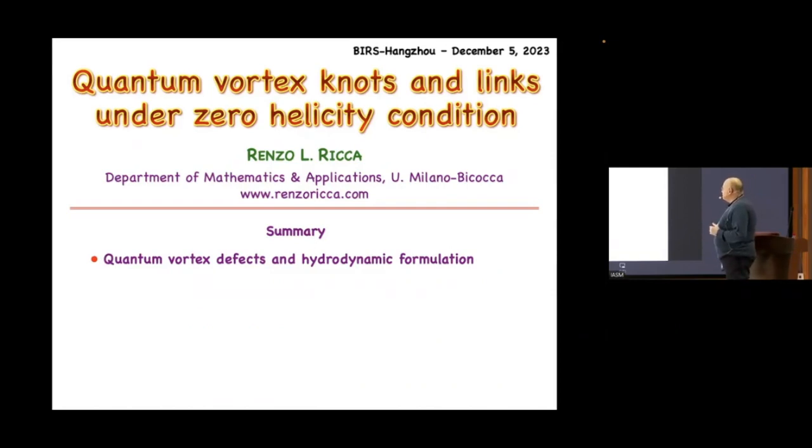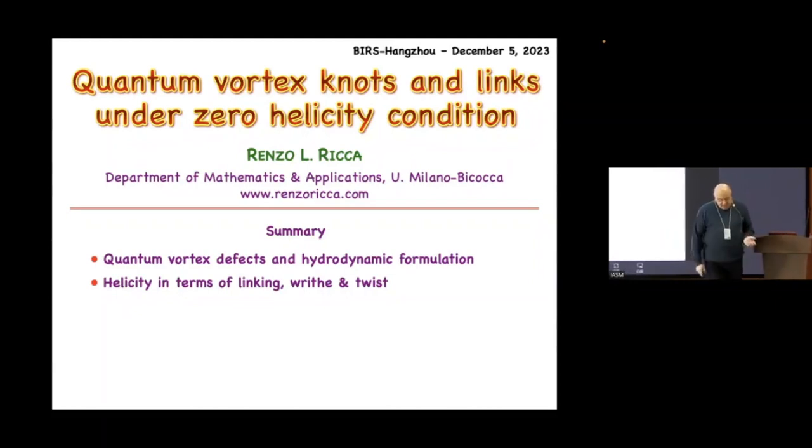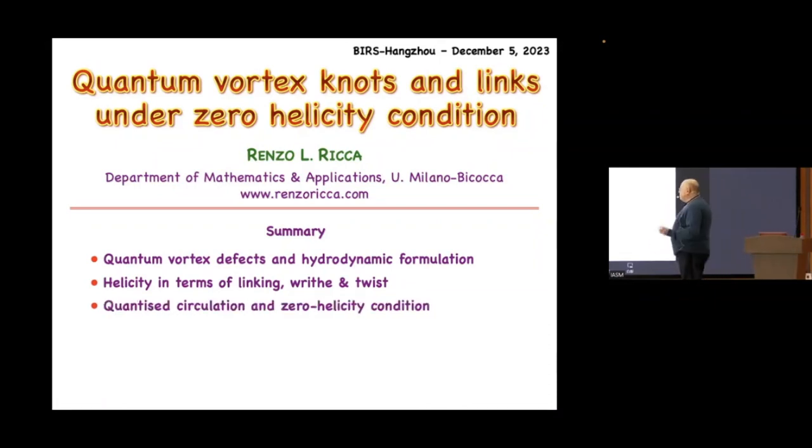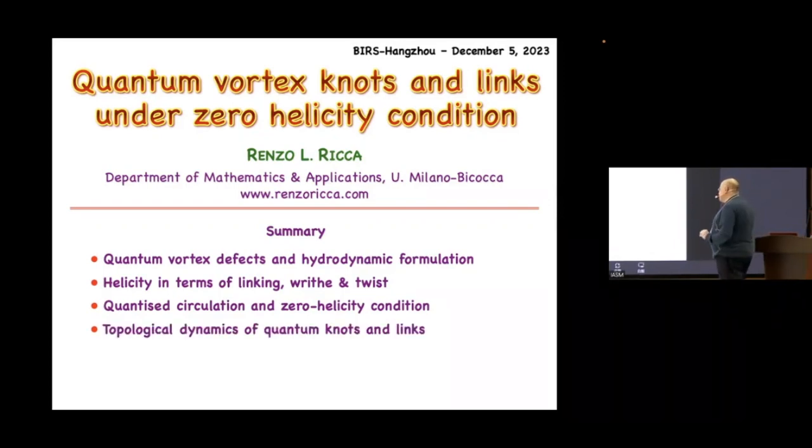And some of these statements, in particular regarding, as you see here, helicity, have been done in this presentation. So I start with the quantum vortex defects in hydrodynamics, and then helicity has to be reviewed. So apologies to those of you who already know very well this particular aspect, but I need this in order to present the rest. Then I will give you proof of the fact that circulation for these vortex defects is quantized, and the fact that helicity in particular is 0.